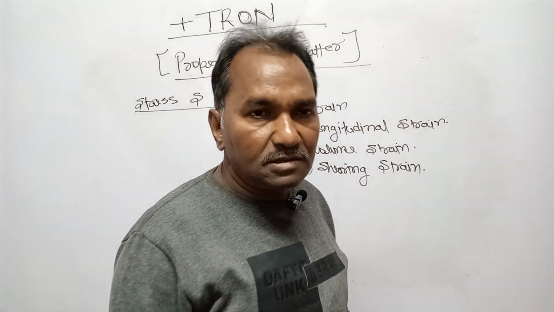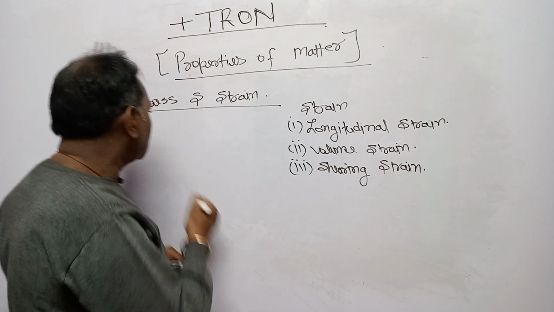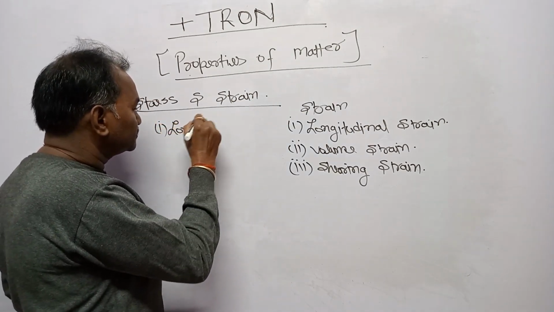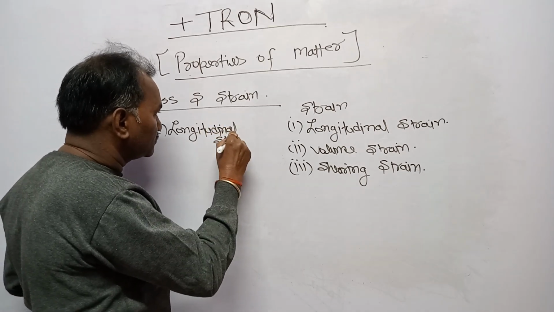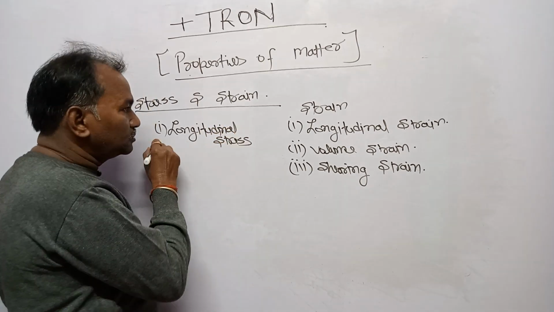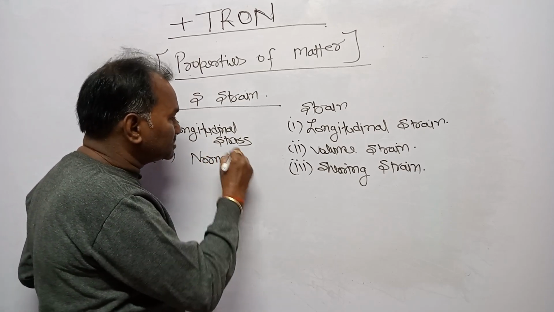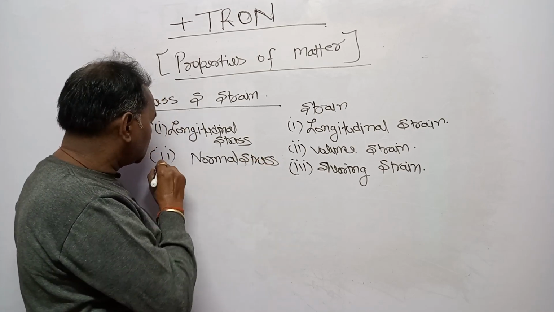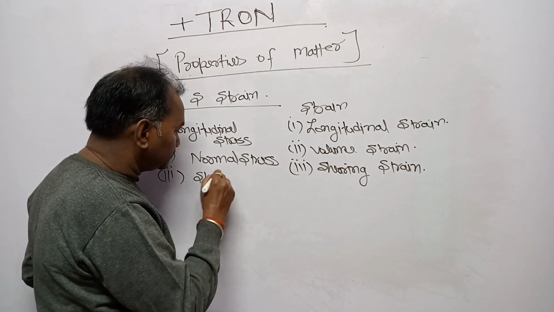And these strains are caused by three stresses. The first is longitudinal stress. Number two is normal stress, and normal stress causes the volume strain. Number three is shearing stress.